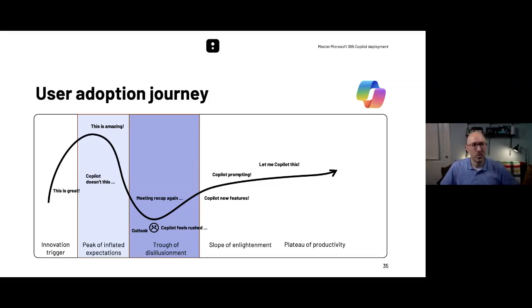I'm only able to summarize a single email thread. I haven't got the feature to summarize across email threads. Copilot kind of feels rushed, and that's some feedback that we've actually gotten from some of our end users. We call that the trough of disillusionment. What we want to do is get people back on that uptick. We want to get them back into the slope of enlightenment and the plateau of productivity.